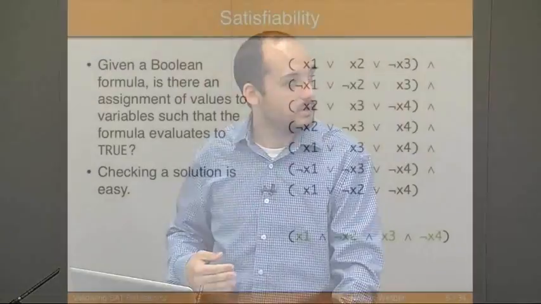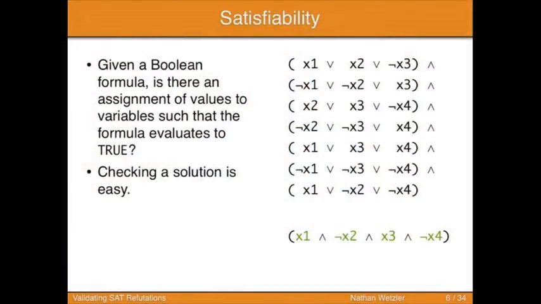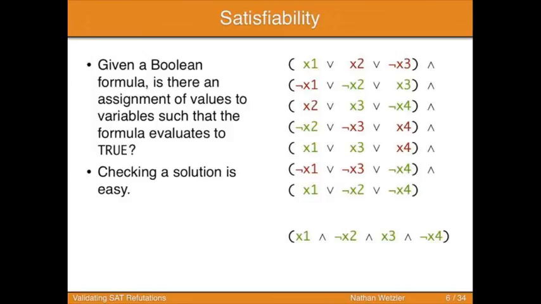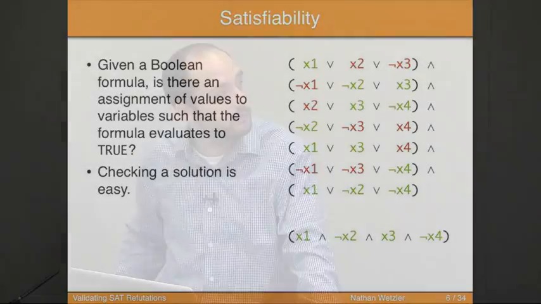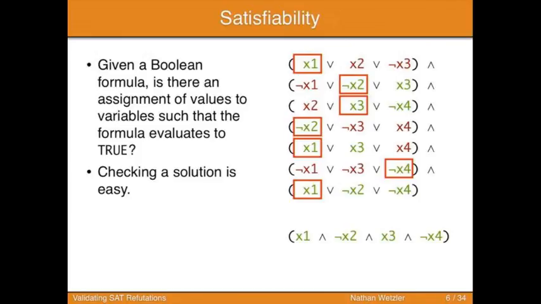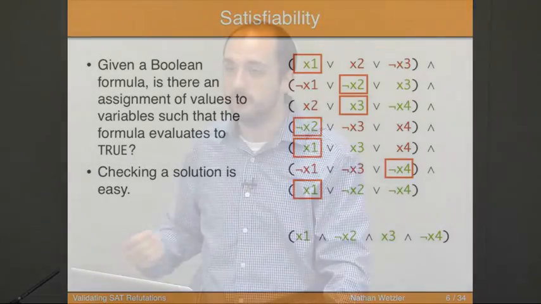So given a solution for this formula, at the bottom I've got a solution: x1, not x2, x3, or not x4. Given a solution, it's very easy to validate whether or not this is a solution for the formula. So now I've colored all of the Boolean variables green or red depending on whether or not they were satisfied by this solution. And then we just have to check that each clause in this formula has one satisfying literal.